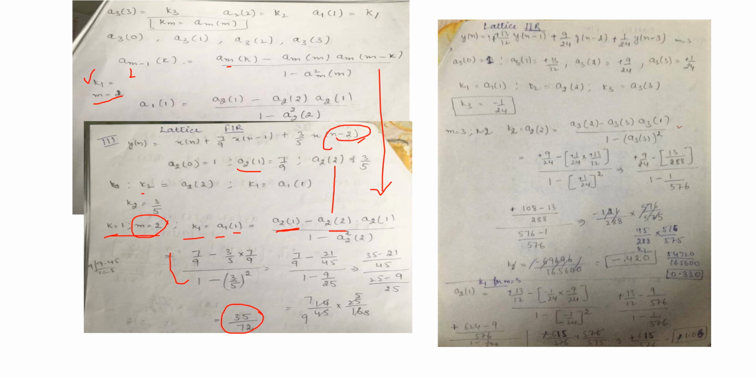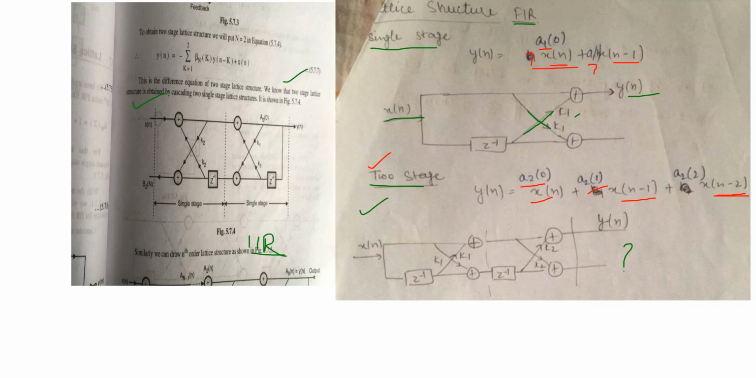From this value you have to draw the structure of FIR filter. Okay? This structure of FIR filter is for K is equal to 2. Simple. You will write x1, x2 and here you will write the value of K1 and K2 only.